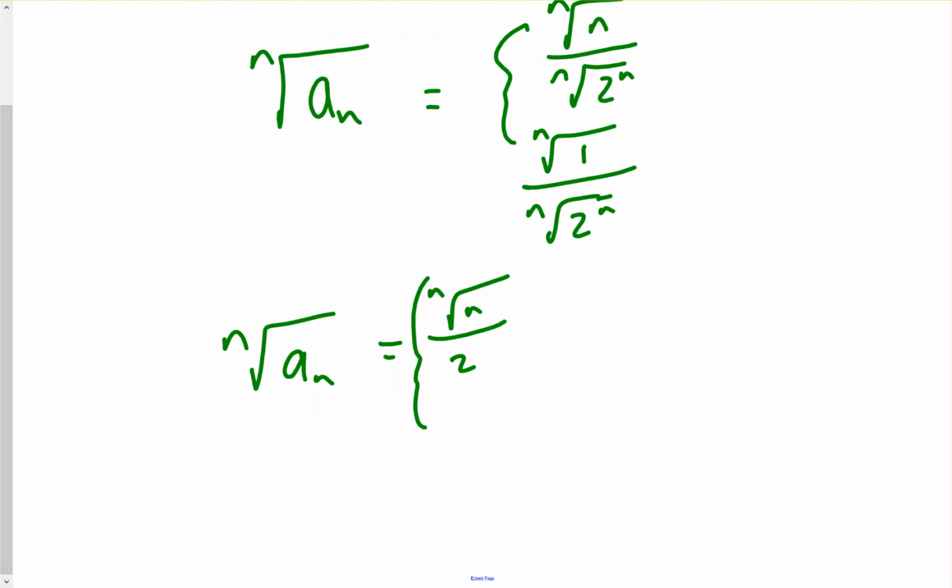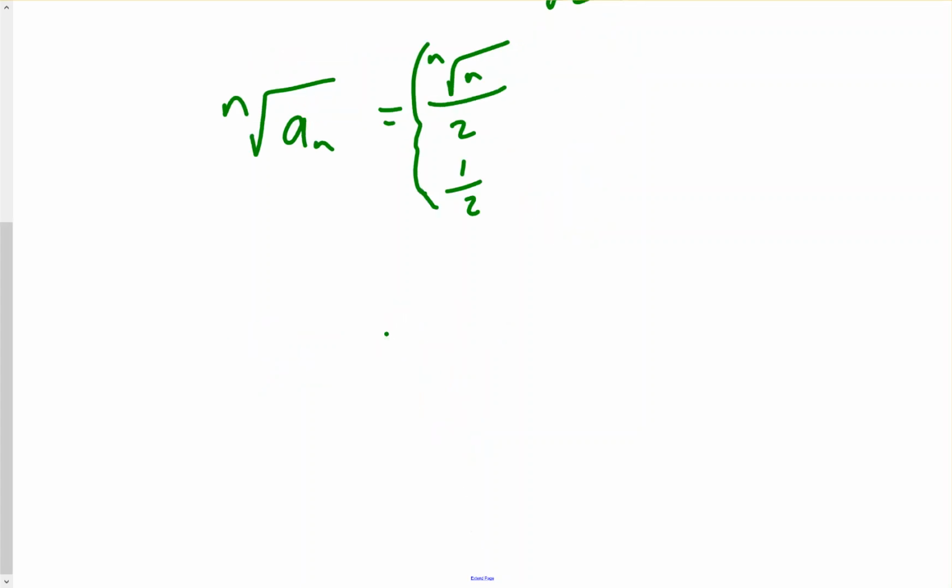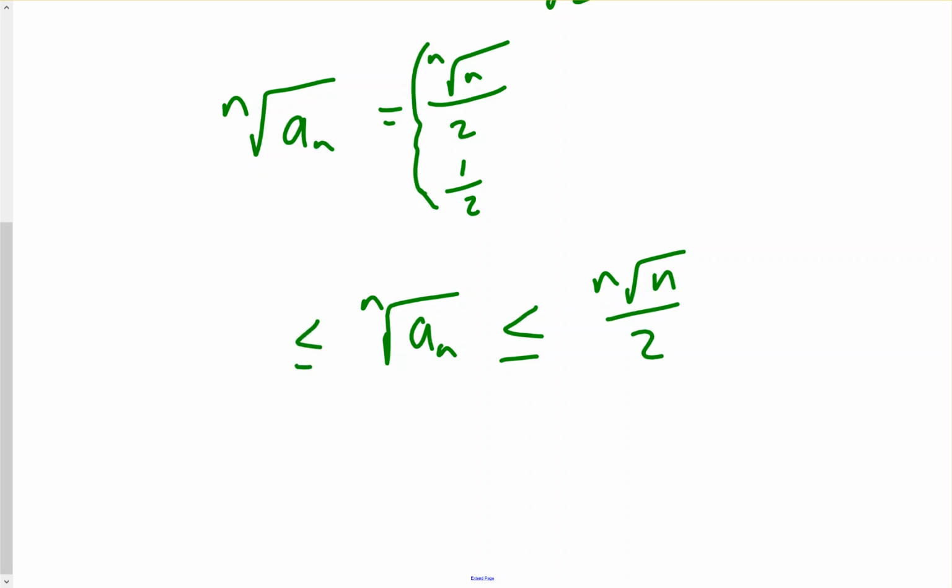And then for your denominator, you're left with the nth root of 1. Any root of 1, you'll still have 1. So you'll have 1, and the nth root of 2 to the n will be 2. So you'll have this scenario, where the nth root of a_n will be between these two values. Let's take a look at that real quick. The nth root of a_n will be less than or equal to the nth root of n over 2. It'll also be greater than or equal to 1/2.